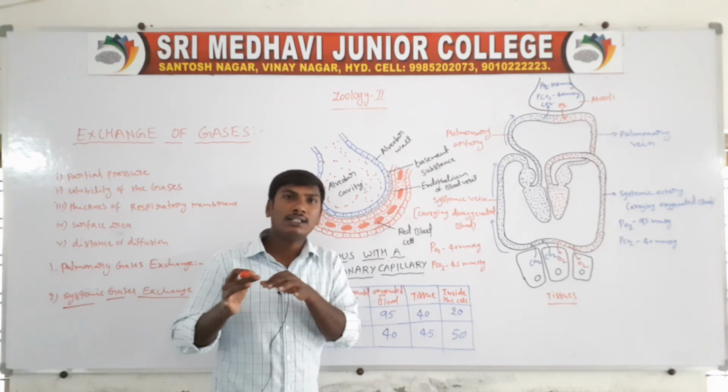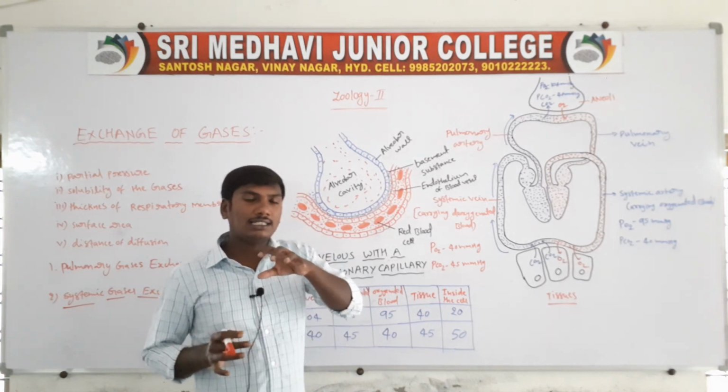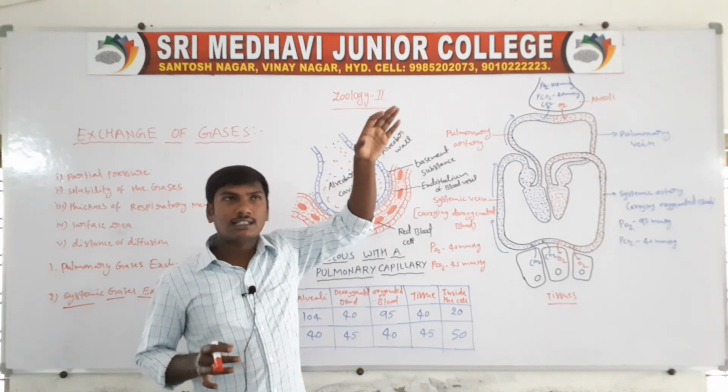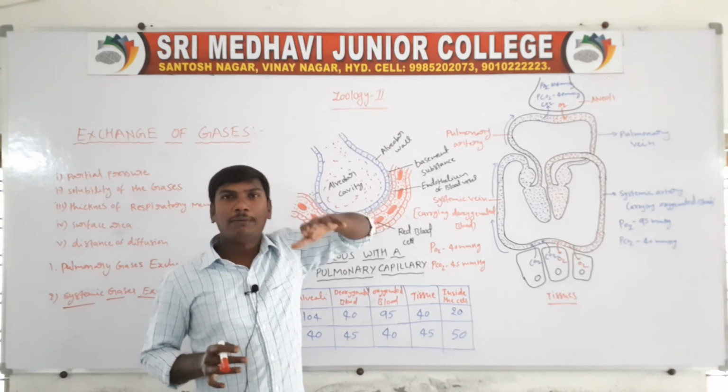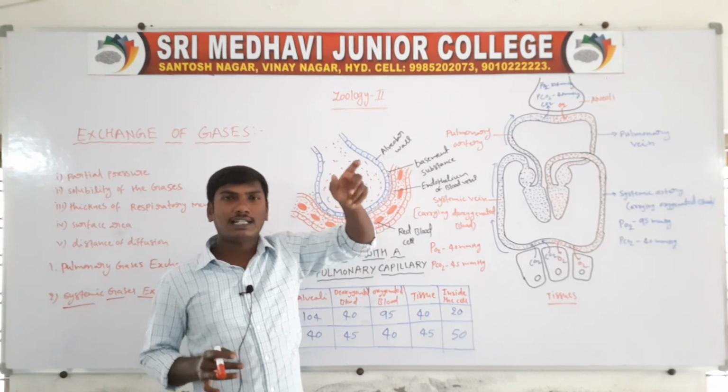Pulmonary gas exchange and systemic gas exchange. Pulmonary gas exchange means oxygen is transported from the alveoli to the blood, and CO2 is transported from the blood to the alveoli. So these are the pulmonary gas exchange.